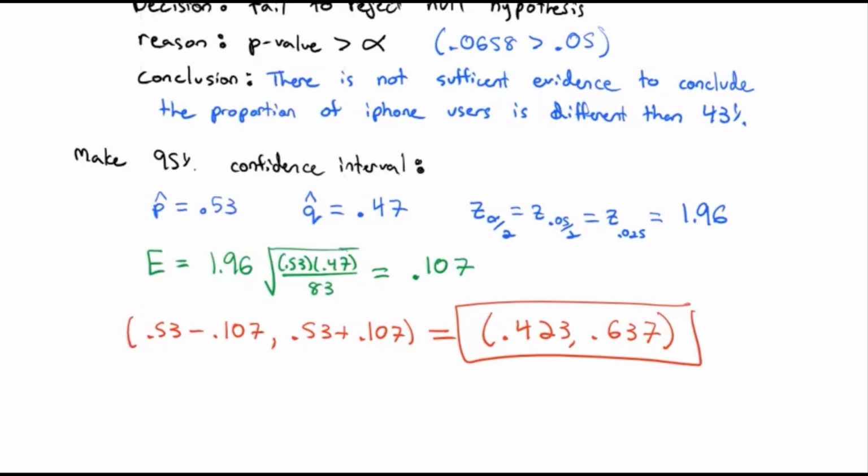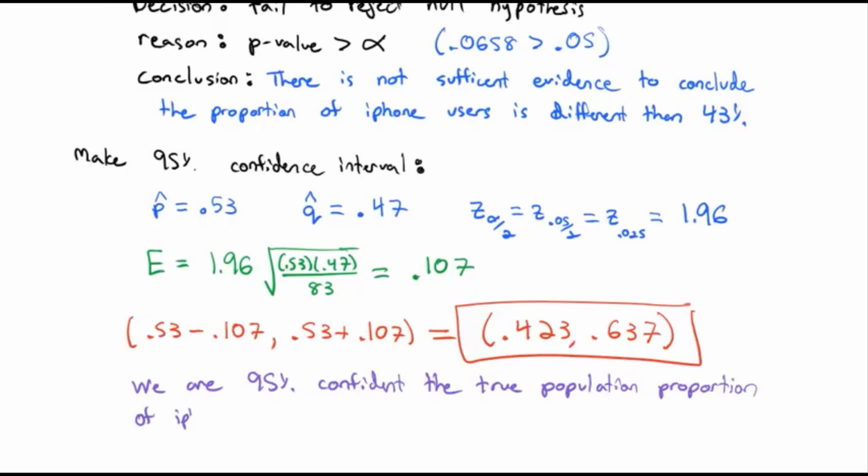Or in context, we're saying that we are 95% confident the true population proportion of iPhone users, always put it in context, is between 42.3% and 63.7%.